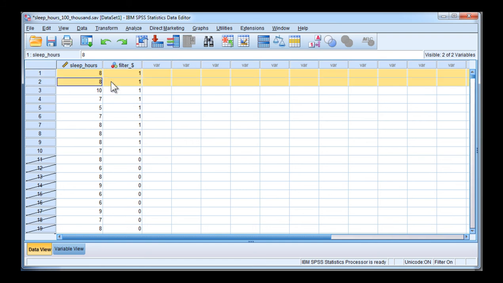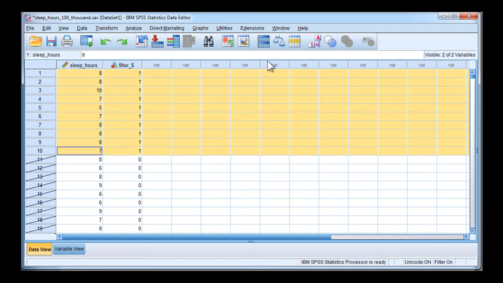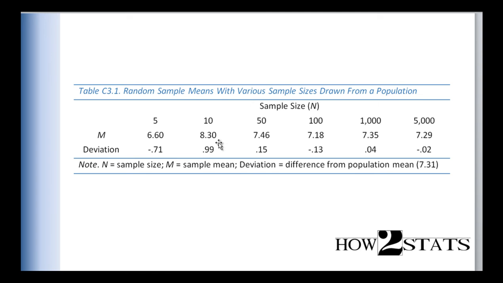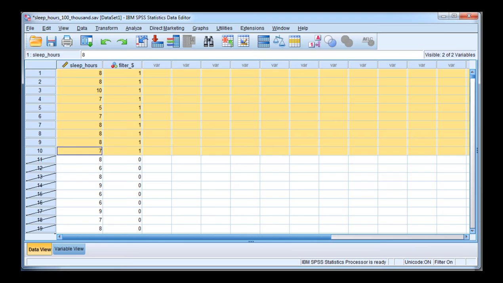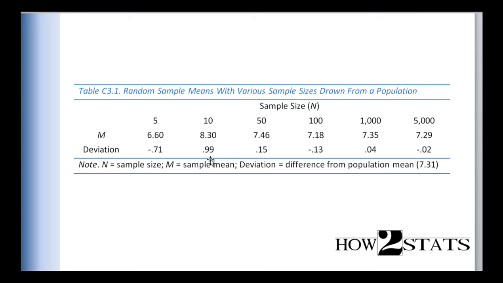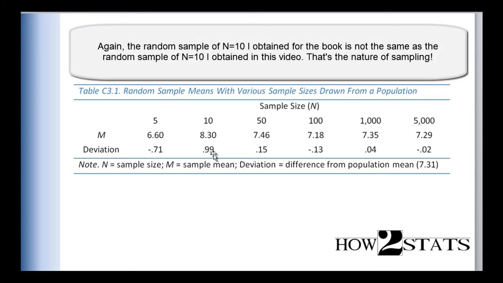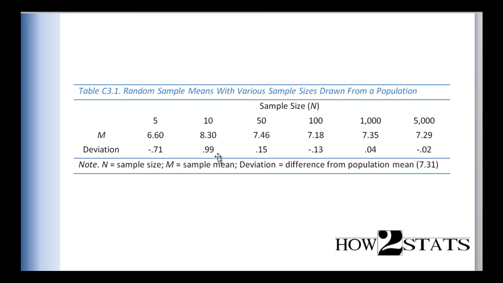These are 10 random cases taken from the population of 100,000. We can see the mean here was 8.30. The deviation, when I randomly sampled those 10, which are not the same 10 that I got this time, was 0.99 from 7.31. So 8.30 minus 7.31 equals 0.99. That's the deviation between the sample mean and the population mean.